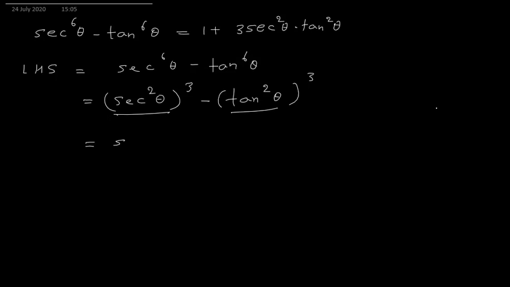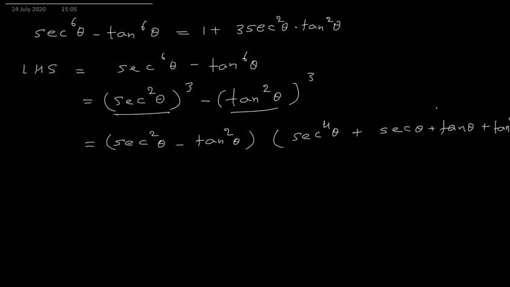So in first bracket I will write sec square theta minus tan square theta. This is our first bracket. In second bracket it will be a square, that is sec power 4 theta, a square plus ab, that is sec theta plus tan theta, plus b square, that is tan power 4 theta.